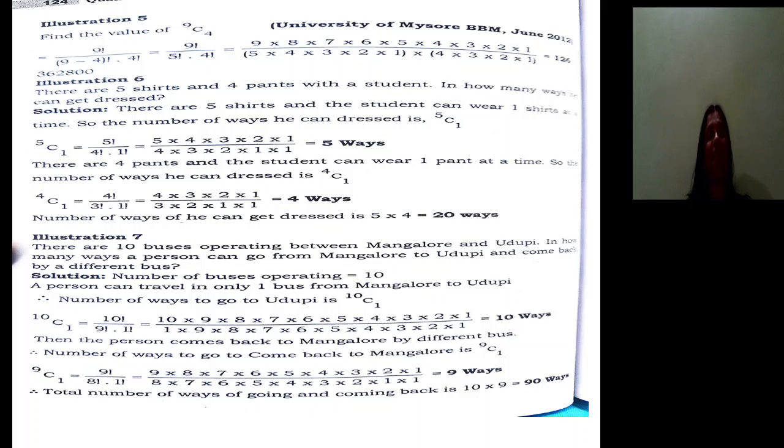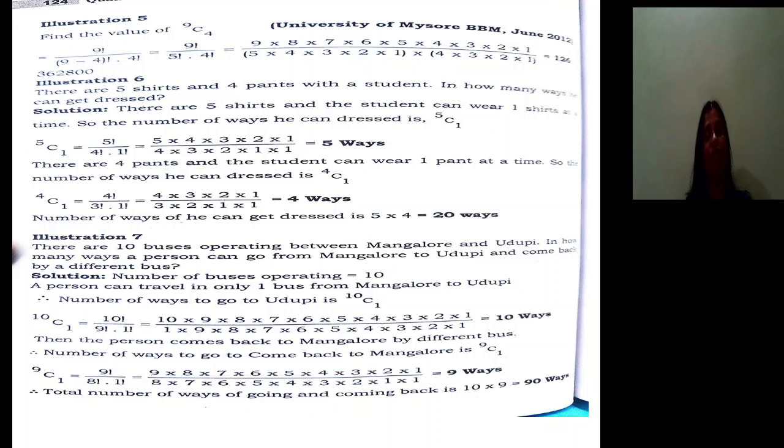Illustration 6. There are 5 shirts and 4 pants with the student. In how many ways can the student be dressed up? In the same way, we had the same problem in permutation also. So there are 5 shirts. One cannot wear 5 shirts at a time. He can wear only one. So one should be selected. So 5C1 is the answer. As far as pants are concerned, 4C1 is the answer. We need to calculate the product of that. We'll arrive at how many ways he can wear a shirt and pant out of 5 shirts and 4 pants. So the answer is 20 ways.